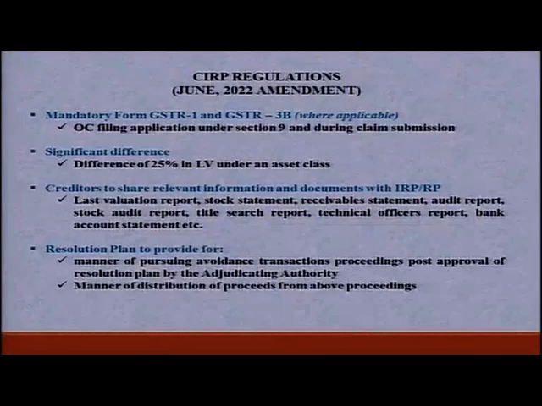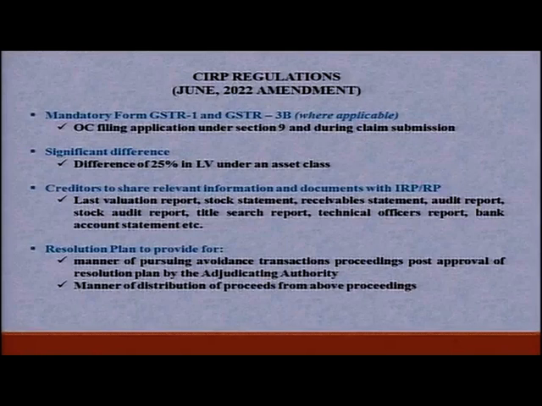Ajanta, next slide, please. So the first amendment that has been made to the IBC is that the GSTR-1 and the GSTR-3B forms have been made mandatory while filing applications. This has been done because a lot of times we have seen that in applications, OCs, the operational creditors find it difficult to prove their default or the debt owed to them. These forms are filed on a monthly basis, and they could serve that purpose, where operational creditors would be able to use these forms to prove their debt that the corporate debtor owes to them.